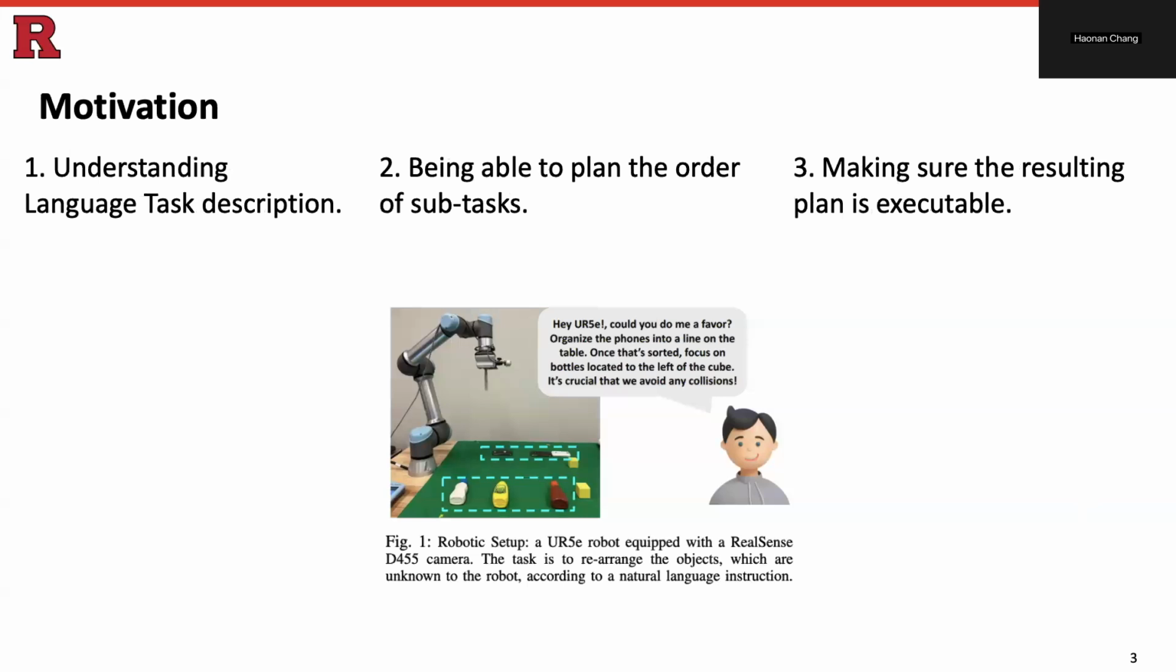First is understanding language task descriptions. Secondly, being able to plan the order of subtasks. Basically, this is the ability for planning, which is essential for the problem we are dealing with here, the tabletop rearrangement problem. Third one, making sure the resulting plan is executable. Here we need to avoid any collisions.